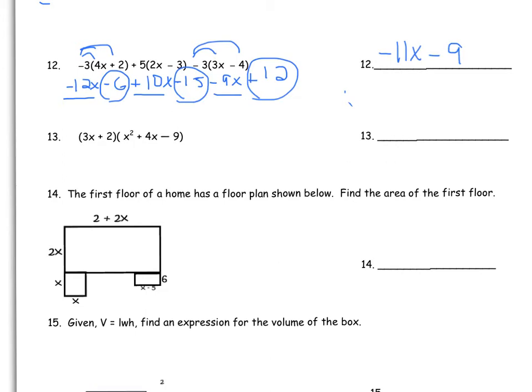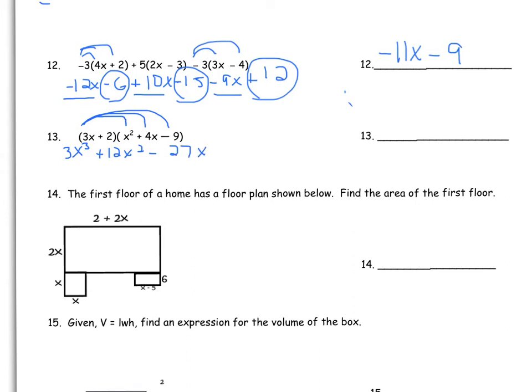13, we can use the distributive property. We have a binomial multiplied by a trinomial. As long as we remember that every term has to be multiplied by the other three terms, then we should be good. So 3x times x squared is 3x to the third. 3x times 4x is 12x squared. And 3x times negative 9 is a negative 27x.